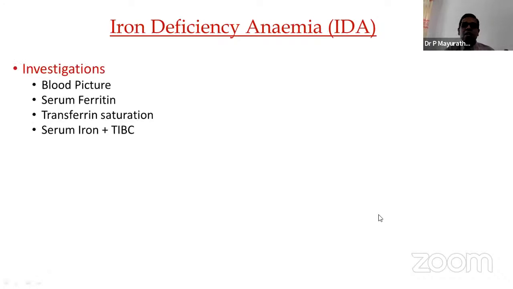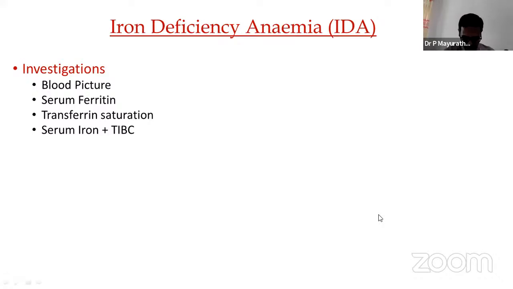So the iron deficiency anemia, how do we investigate? So first investigation is always blood picture. That will be like microcytic hypochromic red cells with various shapes and sizes. We say anisopoikilocytosis. I will show you the blood picture. Then our investigation is going to be serum ferritin most of the time. But if you have facilities, you can go for transferrin saturation or serum iron and iron binding capacity.